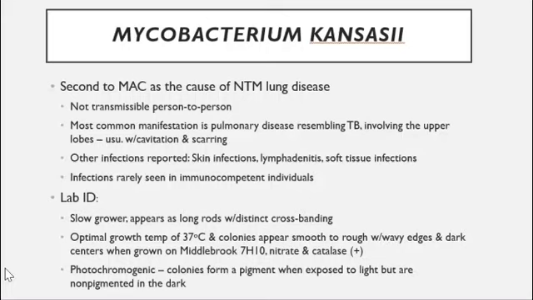Lab ID includes this being a slow grower. It appears in long rods with distinct cross-banding. Optimal growth temperature is 37 degrees, and colonies appear smooth to rough with wavy edges and dark centers when grown on the Middlebrook 7H10.